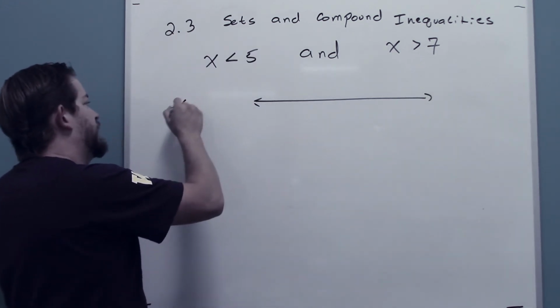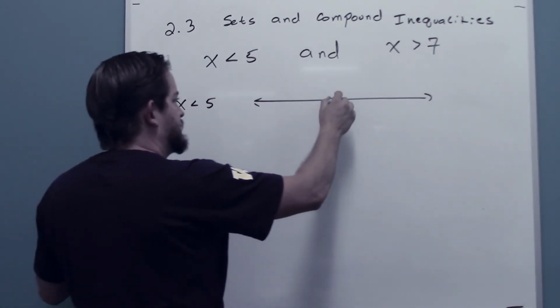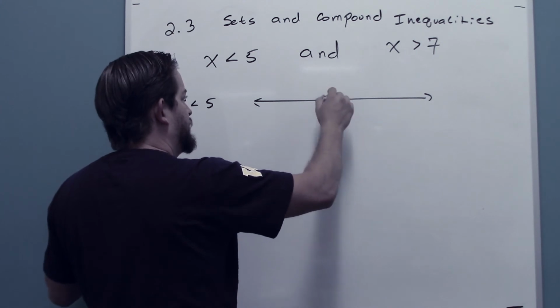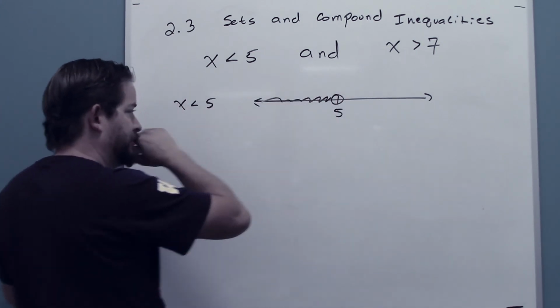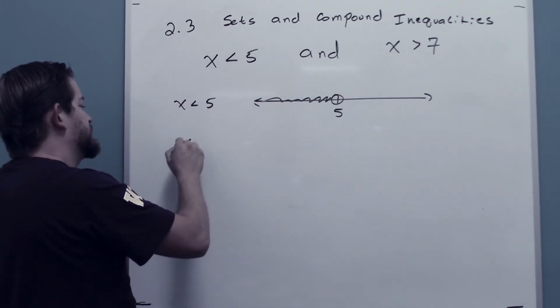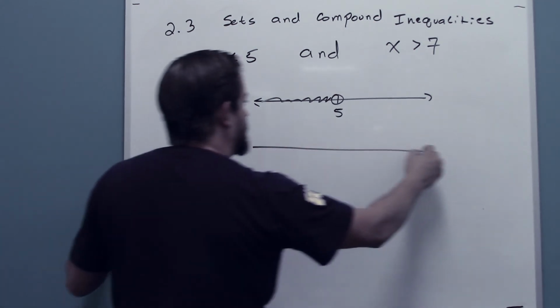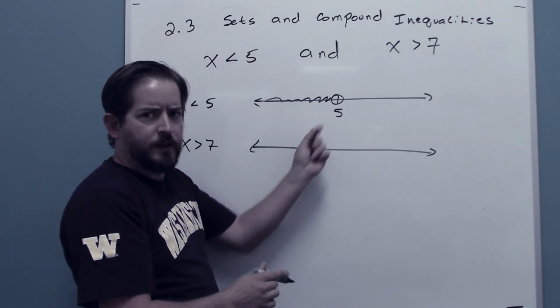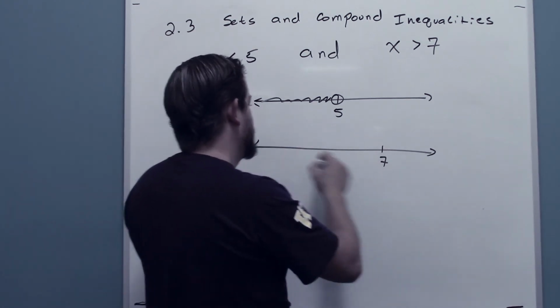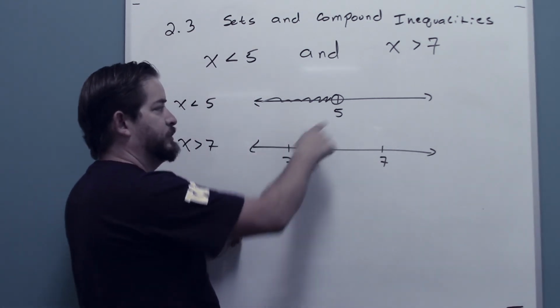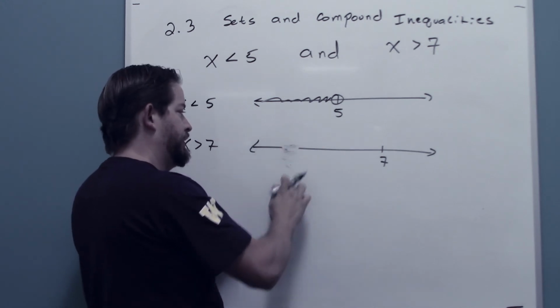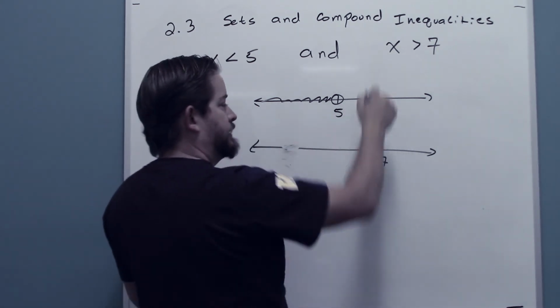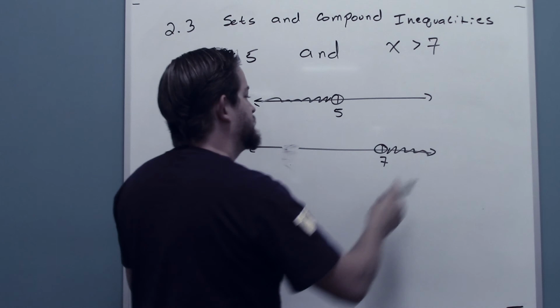X is less than 5 is, the number's at 5, open, shade to the left. It's all of those guys. X is greater than 7. When you're drawing these two lines to compare, make sure that 7 is to the right of 5 in your second line. Don't put it here and say, oh, well, it's here, because it's not. x greater than 7 is all of these guys, right?